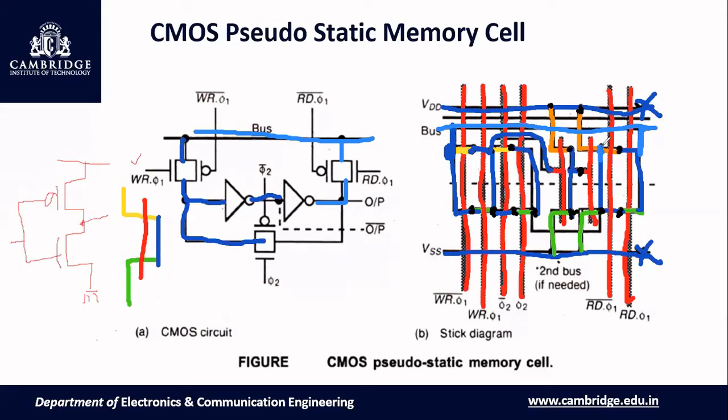The output of the second inverter, no? That is connected to one of the diffusions of the RD.51 transmission gate. And the last connection, this connection: the other end of the phi 2 transmission gate, this one, should be connected to the output of the second inverter. Yeah? Okay. In this way, you can try to draw the stick diagram.